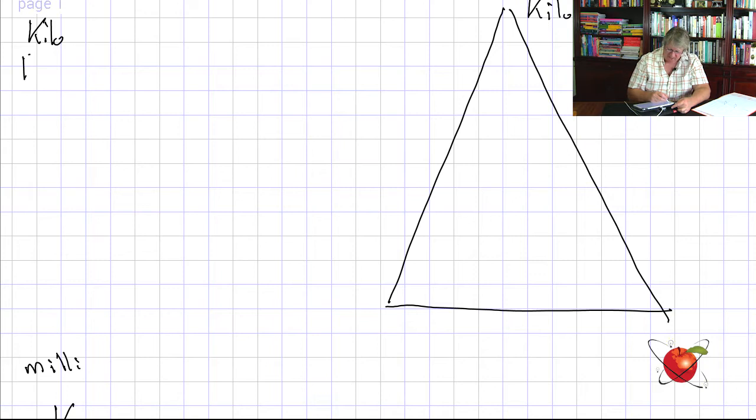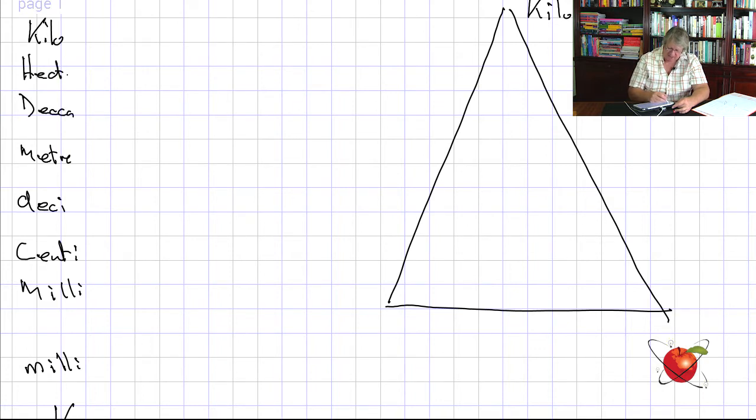Now, why did we remember this? Because if you look at the letters at the front, KHDMDCM, we are actually going to use it as a way of telling us how to write this. King Henry died a miserable death called measles. And there's milli, centi, deci. This I'm going to just call meter here. And this is deca, hecto, and kilo. So that's the beginning of the framework.